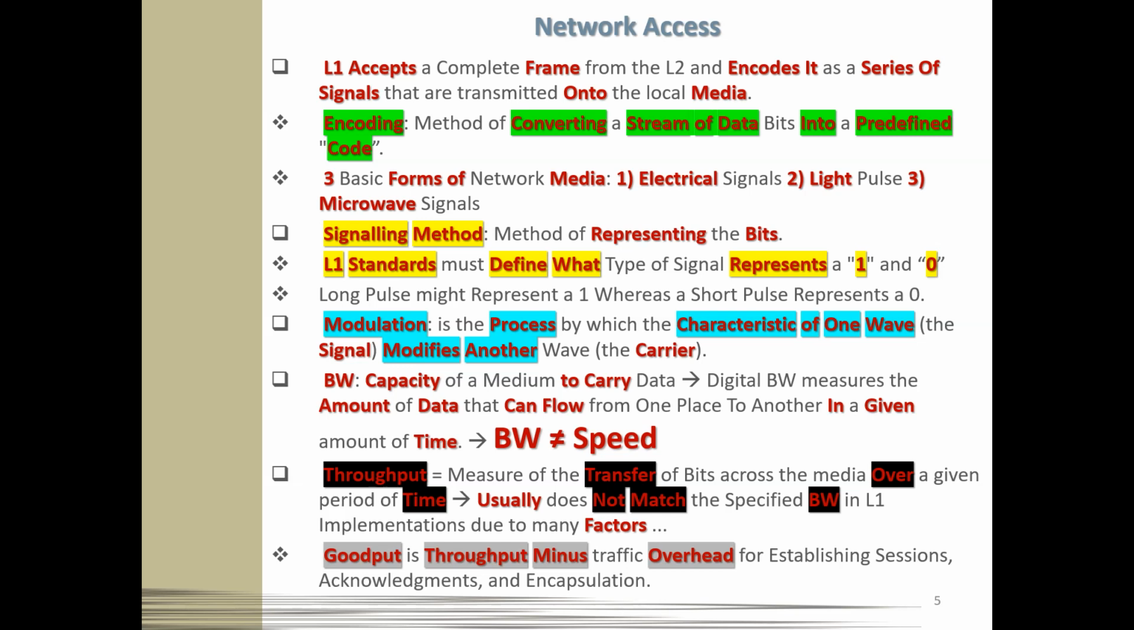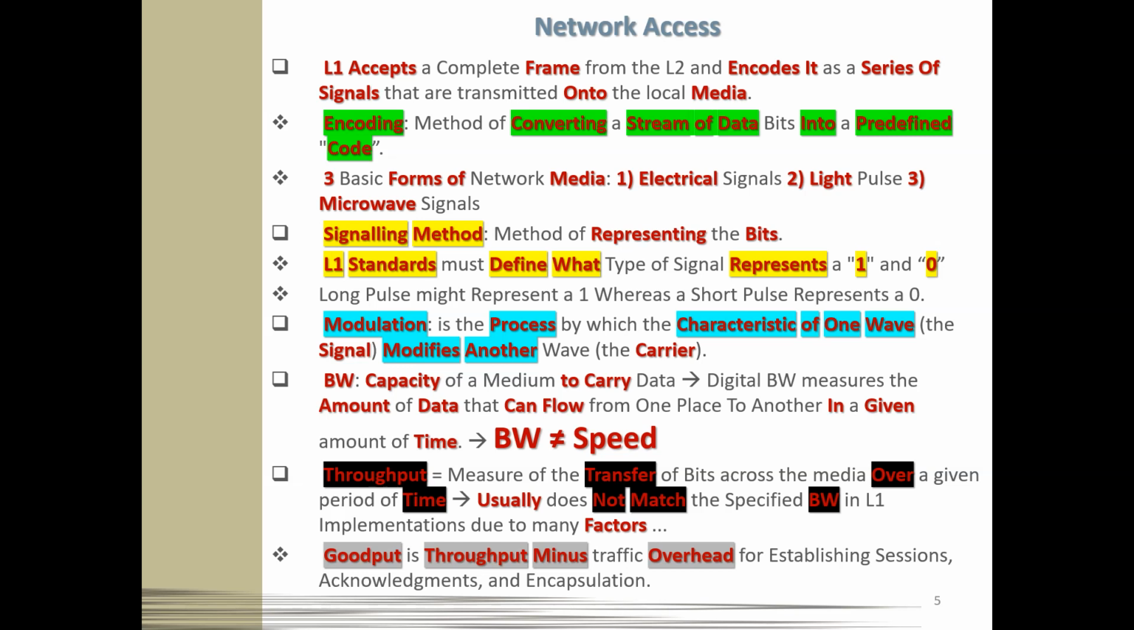Another good example to differentiate between encoding and signaling is the Morse code. So we use Morse code, whereby the signal can be sound, or pulse, or light, but the message itself is encoded using dots and dashes. The short or long pulses are just synonyms for dots and dashes anyway. In fiber optics, for instance, we can say a long pulse might represent a 1, whereas a short pulse represents a 0.